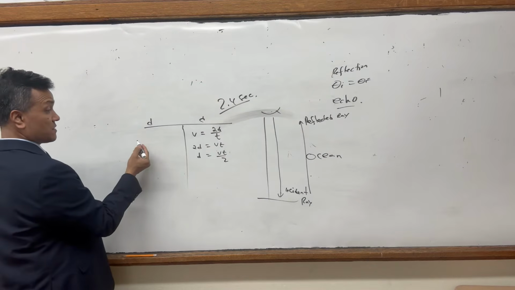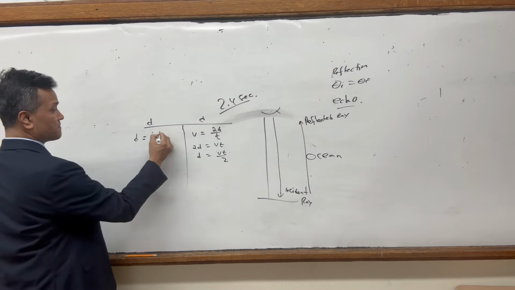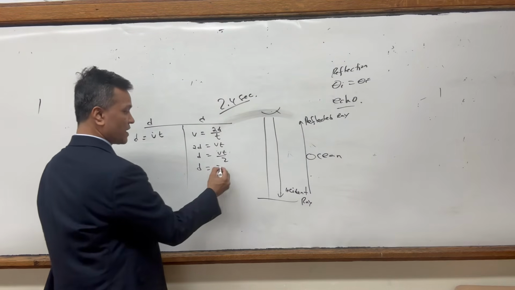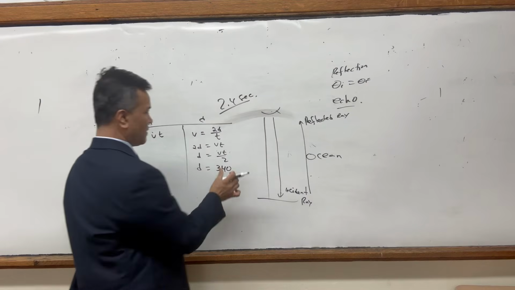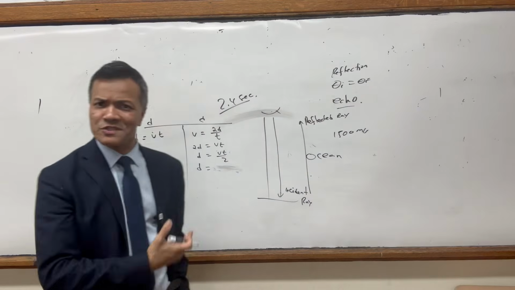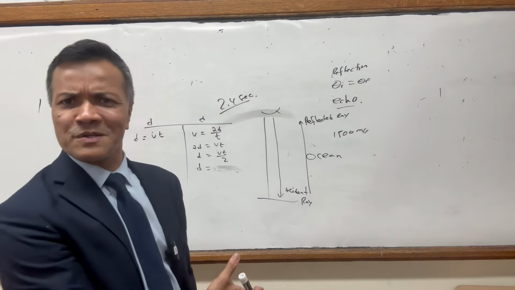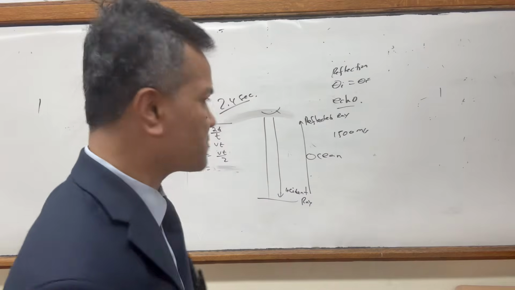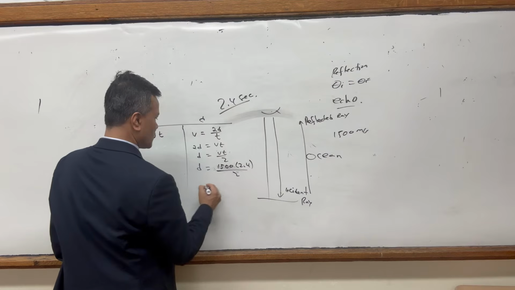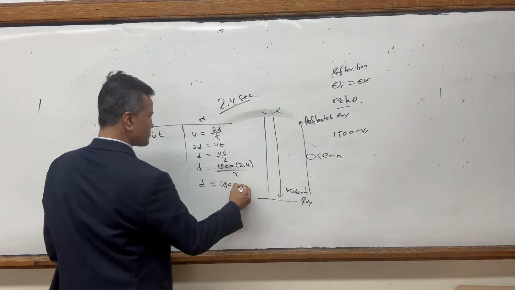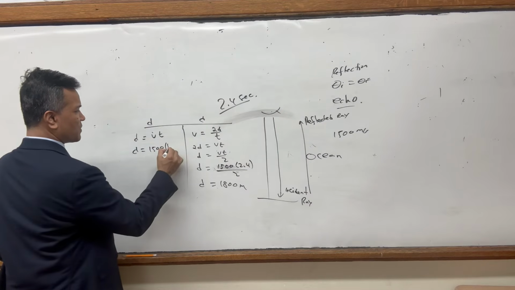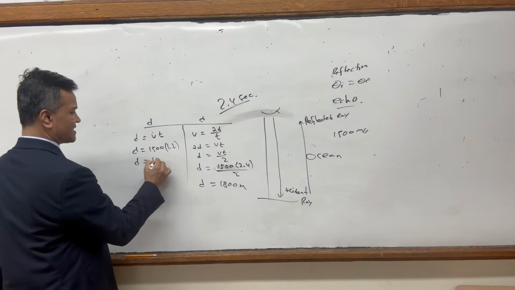Now in this other way we're just going to use d equals vt. The speed in air is 340, but here it is 1500 meters per second. Why is that? Because we just proved that a few seconds ago: the speed of sound in water is 1500 meters per second. So d is equal to 1500 times 2.4 over 2, so 1.2. So this is 1800 meters.